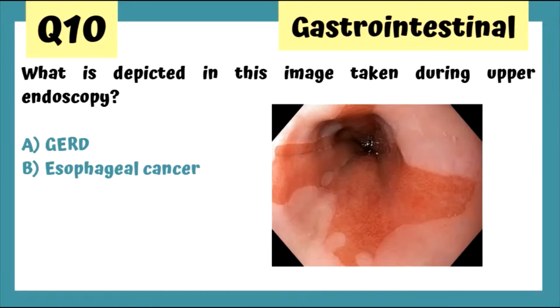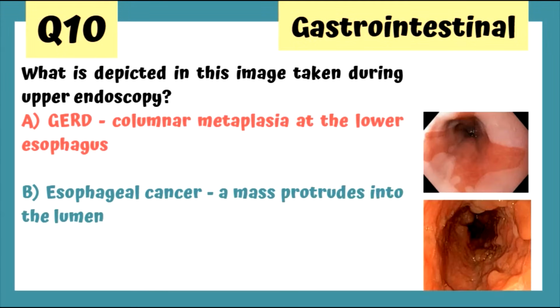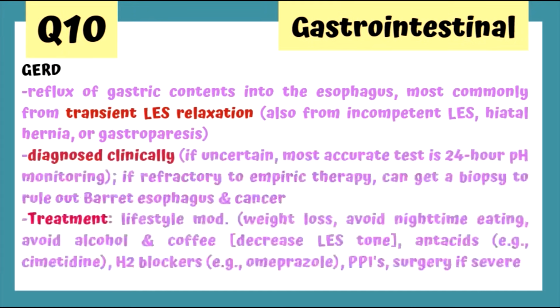Question 10. What is depicted in the image taken during the upper endoscopy in this picture over here? GERD or esophageal cancer? And this is GERD. Esophageal cancer, we would see a mass protruding into the lumen, as we could see in the bottom picture over there. As opposed to in GERD, we simply see columnar metaplasia at the lower esophagus. And here we just have some interesting points about GERD, the different causes for it, how it's diagnosed, and treatment, which includes lifestyle modification, antacids, H2 blockers, PPIs, and surgery if severe.